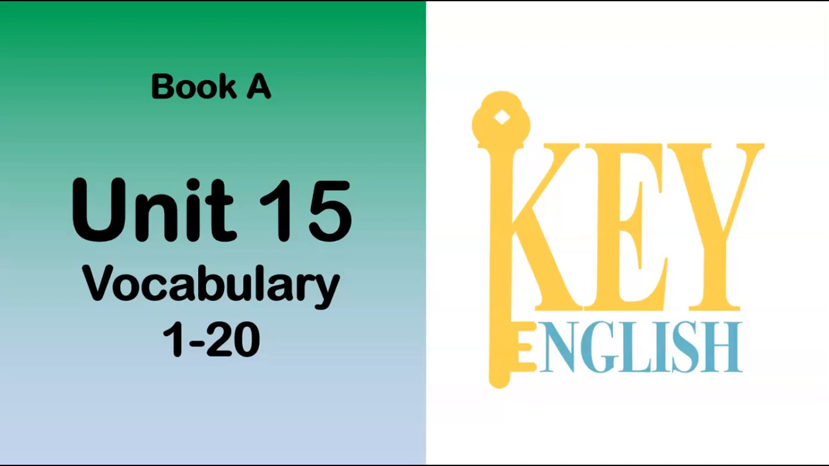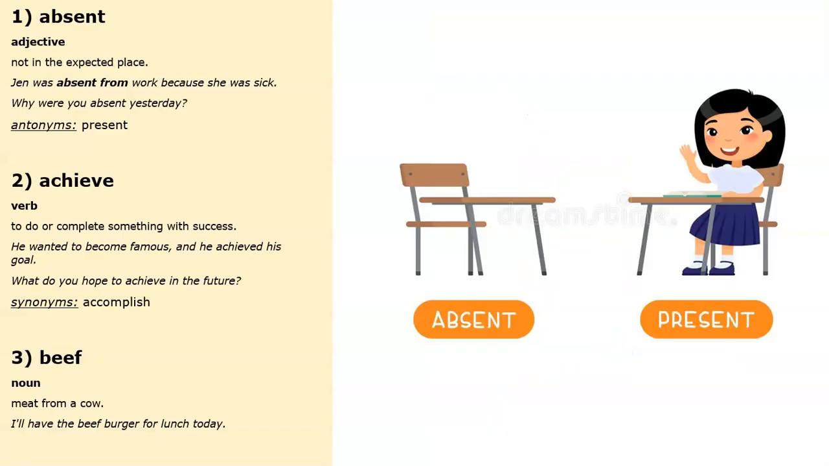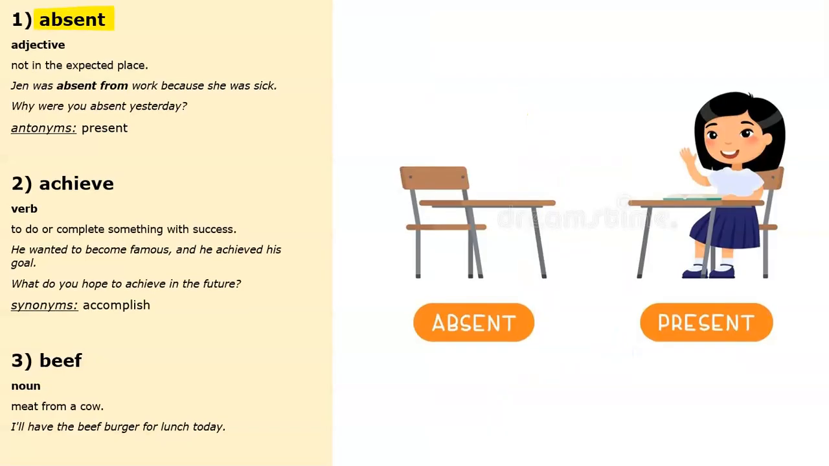Hello everyone, in this video we'll go over the Book A, Unit 15 Vocabulary Words, numbers 1 through 20. Let's get started. Our first word is absent.